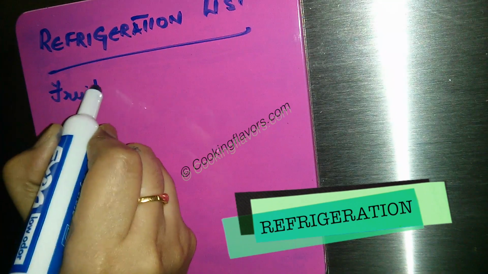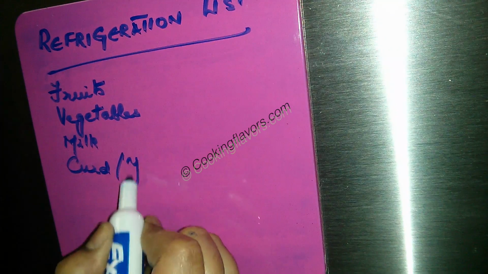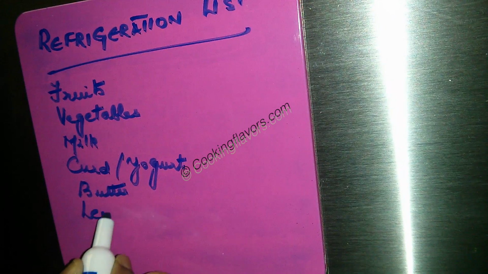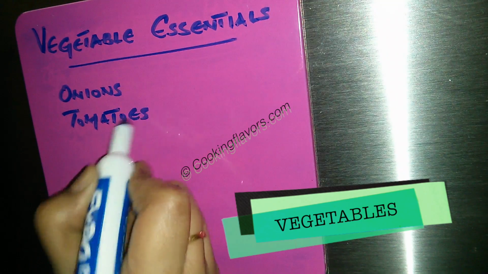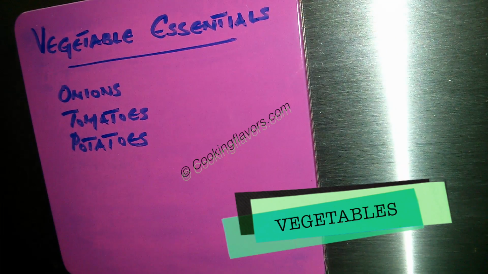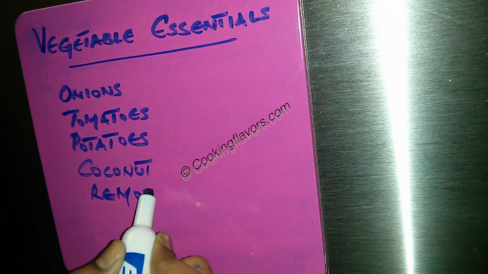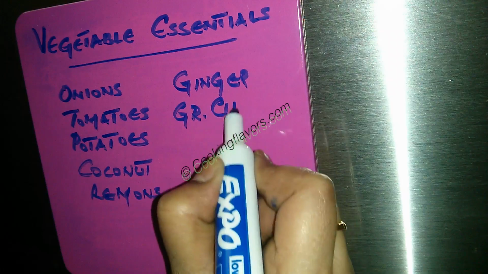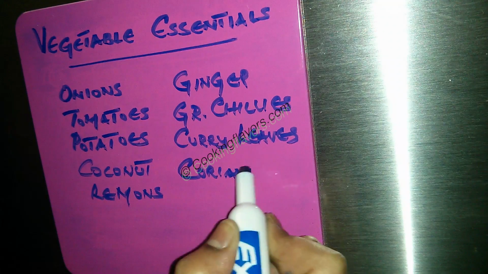With all the Maligai list, now I'm showing you the refrigeration list, what needs to go into the refrigerator. Fruits, vegetables, your milk, curd or yogurt if you don't make yogurt at home. The basic sauces that need refrigeration, butter, lemons that need to go to the refrigerator. Finally, we look at the basic vegetable essentials: onions, tomatoes, potatoes. These can even stay good at room temperature for even a week. Just those three for handy use. Coconut, always nice to have a coconut handy. Lemons, I've already given lemons in the refrigeration list also. Basic things: ginger, green chilies, curry leaves, and coriander leaves. These are the vegetable basic essentials.